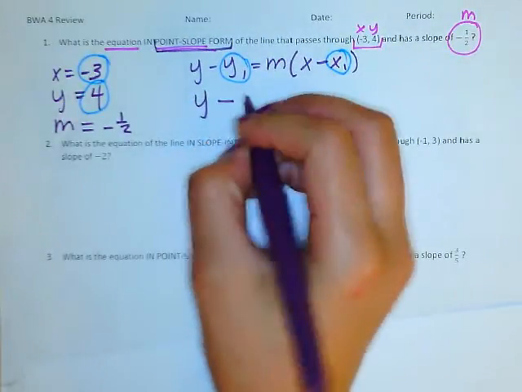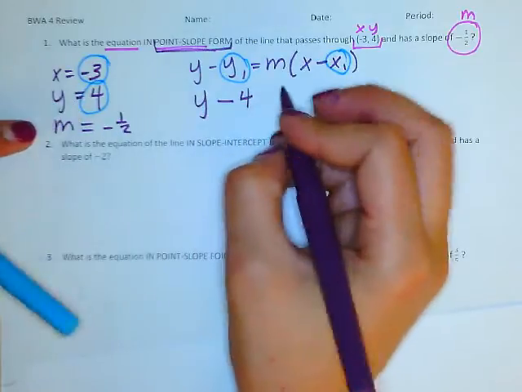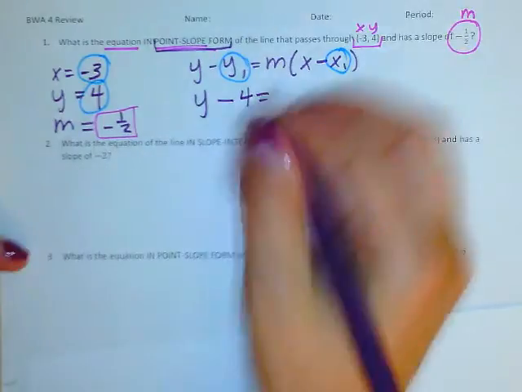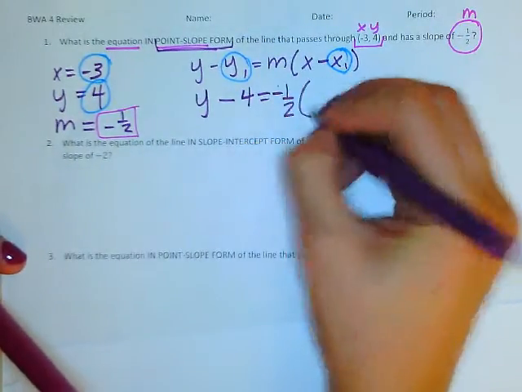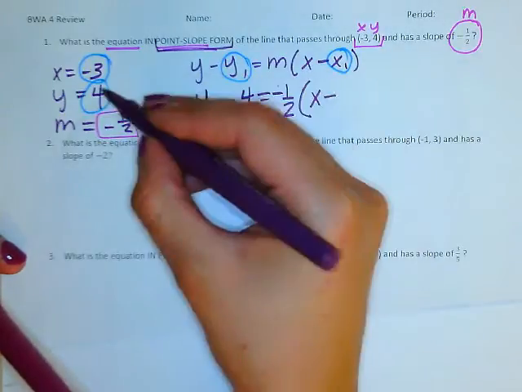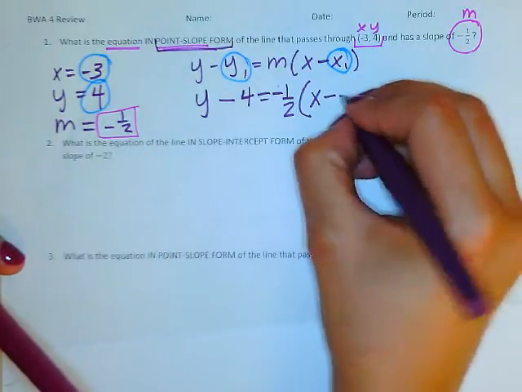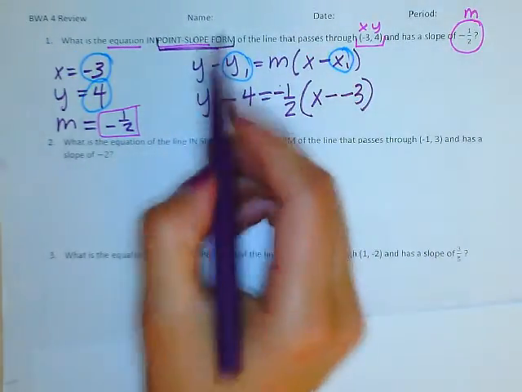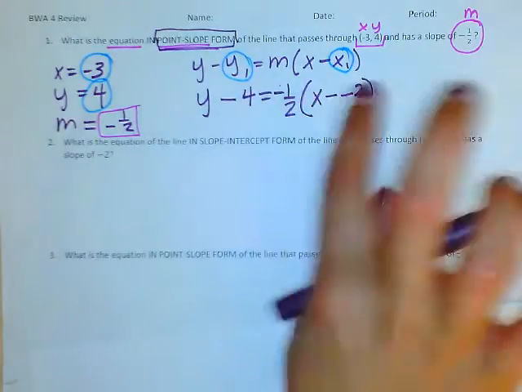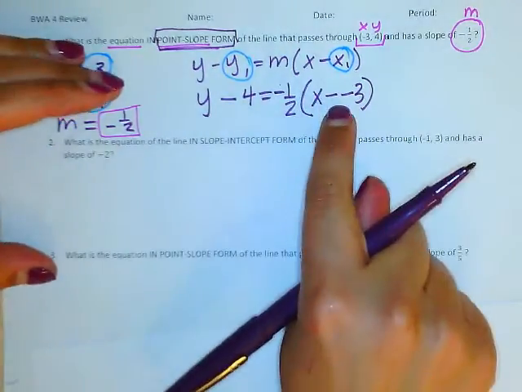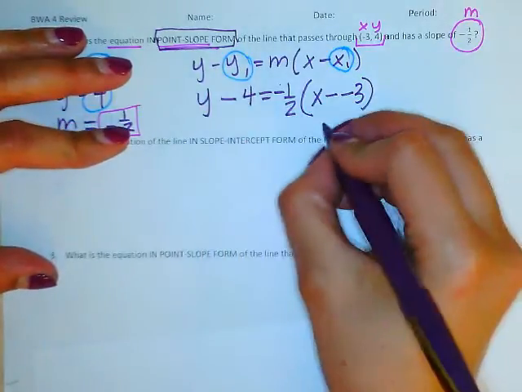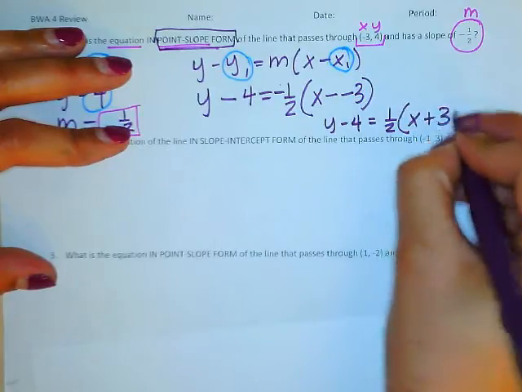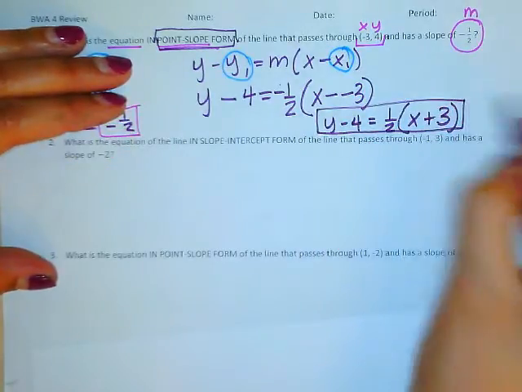So it's going to be y minus 4, because that's the y, equals, and instead of m, I'm going to put my slope, which is -1/2, parentheses, the x, and then minus x1, which is -3. Now here you notice I have a double negative, so I have to rewrite it. Remember, I only have to leave it in point slope form, so this is fine. But we want to simplify it, so this looks weird, so we have to simplify it. So my final answer would be this. And that's it for this one.